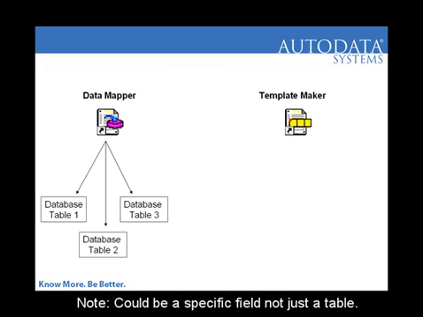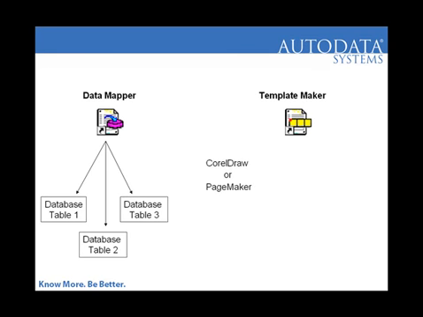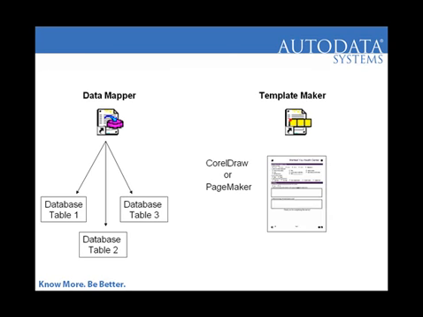Template Maker allows you to create a form with a third-party layout software like Corel Draw or PageMaker or any other type of third-party software that will allow you to create a form. Once the form is created, you will scan it into Template Maker and then define the various fields that you need to gather information, like comment boxes or checkmark fields or OCR fields, etc.